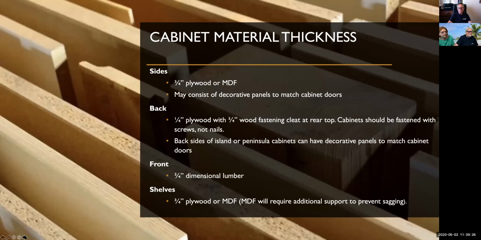Then we want to talk about the thickness of the cabinet material. You don't want something that's flimsy because it won't hold up. So we want at least a 3/4 inch plywood or MDF for the sides.